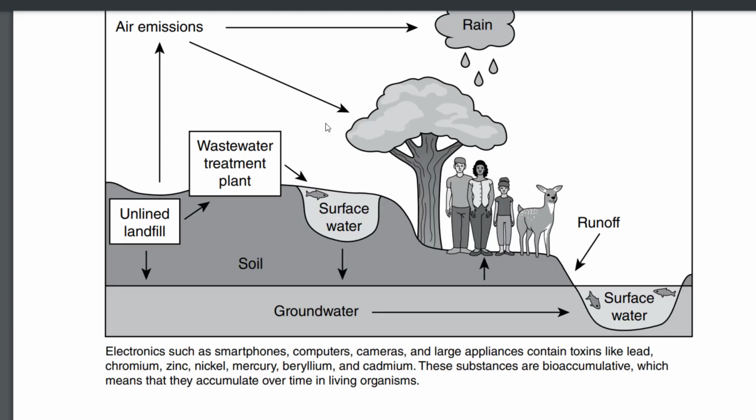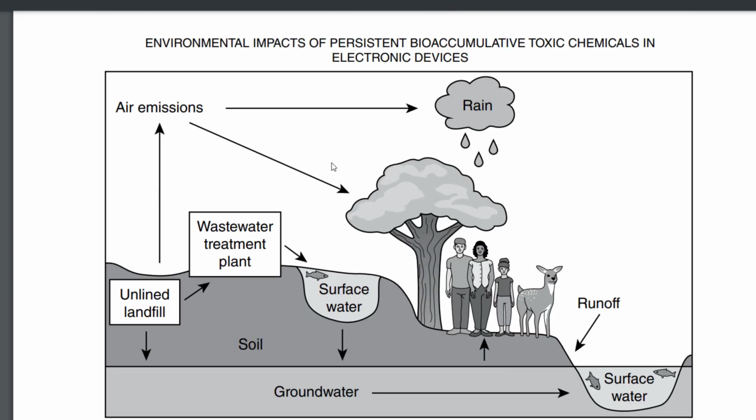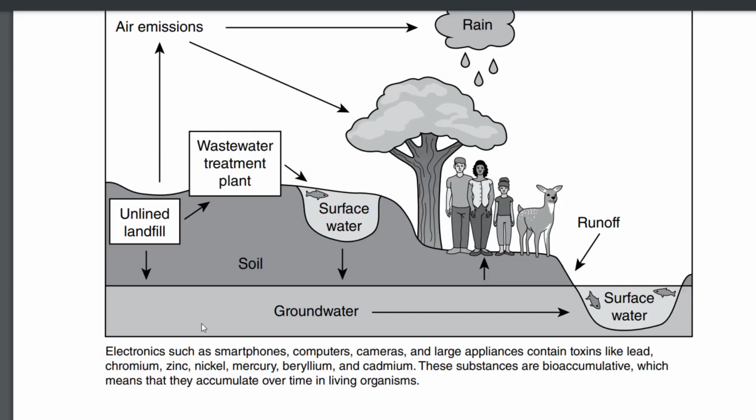Let's see another example. So in this passage, we have a chart. The diagram is about the environmental impacts of persistent bioaccumulative toxic chemicals in electronic devices. And then it has some footnotes at the bottom. You definitely want to read that. Electronics such as smartphones, computers, cameras, and large appliances contain toxins like lead, chromium, zinc, nickel, mercury, beryllium, and cadmium. These substances are bioaccumulative, which means that they accumulate over time in living organisms.